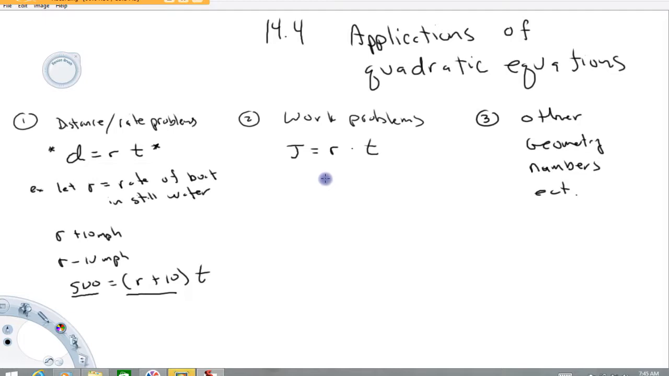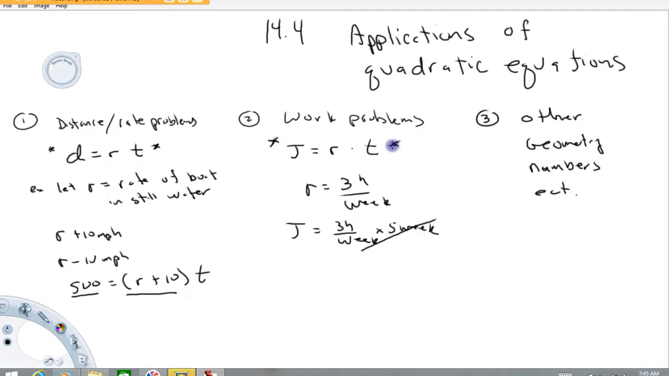Imagine that we have a painter that can paint 3 houses per week. How many houses could he paint in 5 weeks? Well, your jobs completed would be your 3 houses per week times 5 weeks. You'll notice the weeks cancel, and you're going to get 15 houses. He would complete 15 houses. So for anything that starts with these work problems, write this equation out.